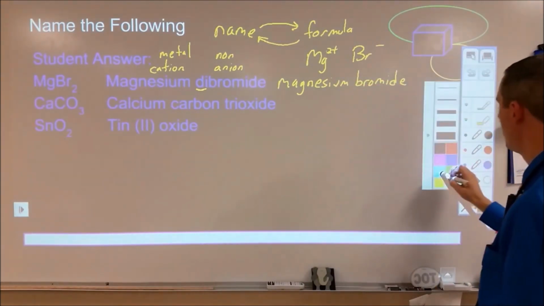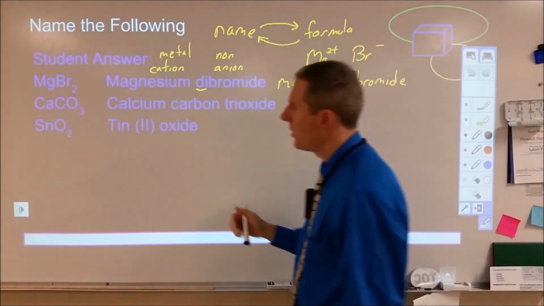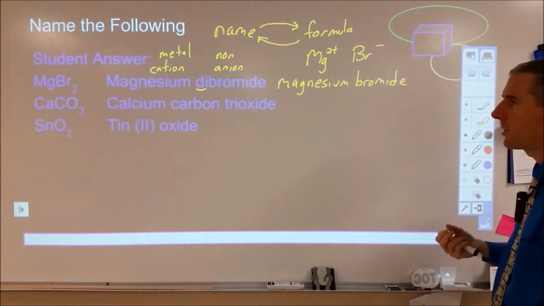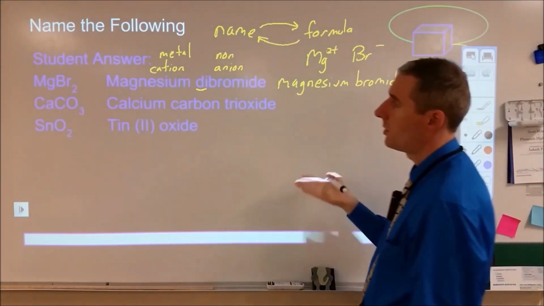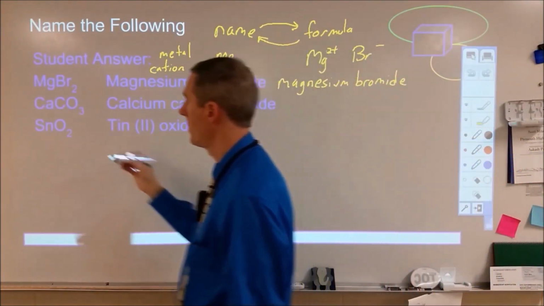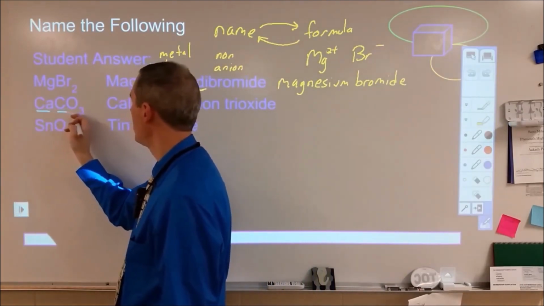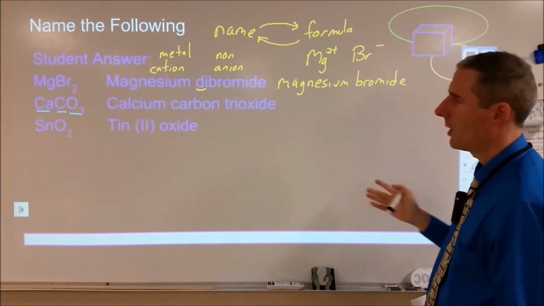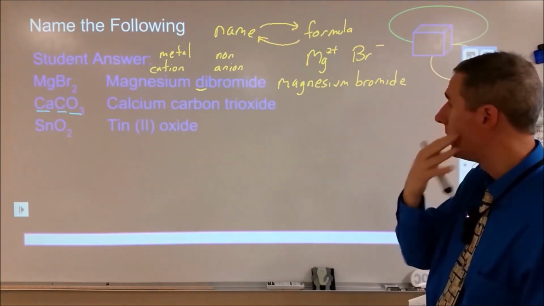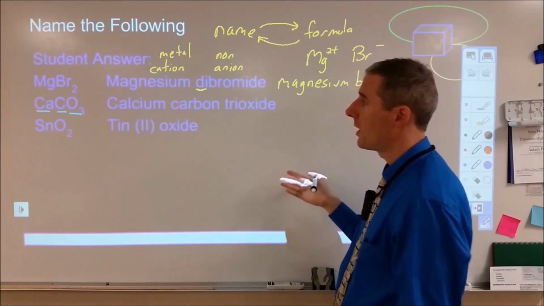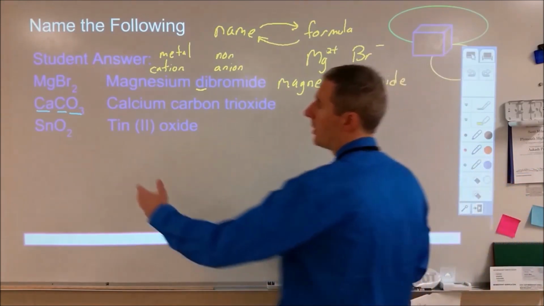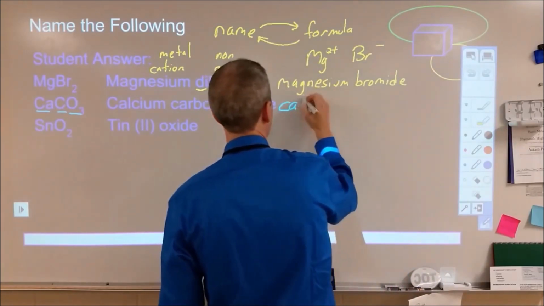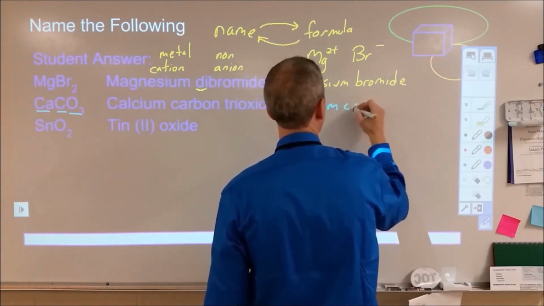Now, for the second one, here we have CaCO3 and the name given is calcium carbon trioxide. This is a common problem, but basically the issue here is that the student does not recognize polyatomic ions. Anytime you're seeing more than 2 elements, you want to be suspicious that you're looking at a polyatomic ion. And depending on what your class does, either you have a sheet with you or you've memorized them, but you need to just know what this is. So you need to recognize the CO3 there as carbonate. So the correct name of this would be calcium carbonate.